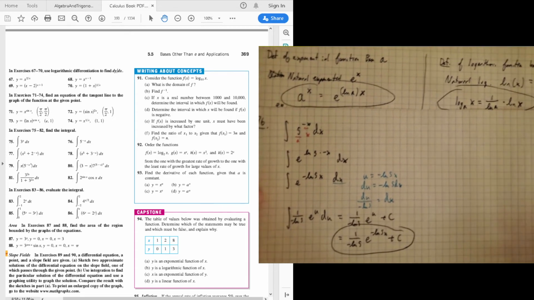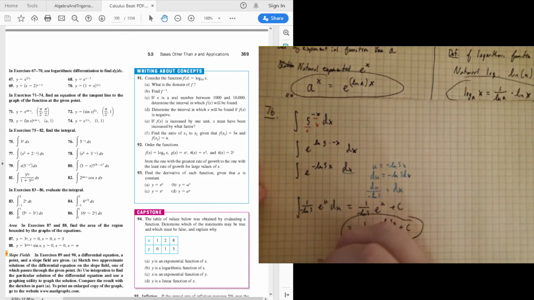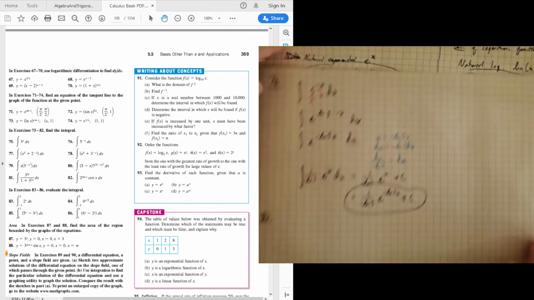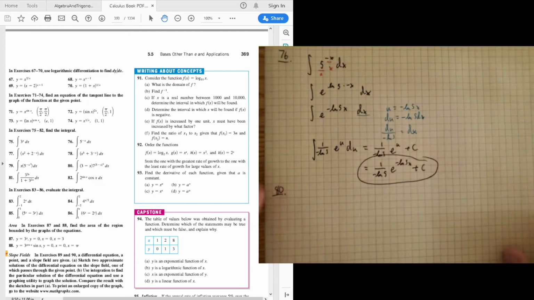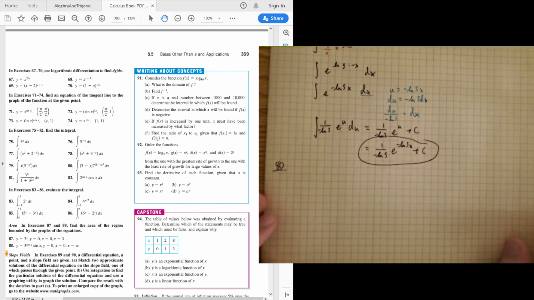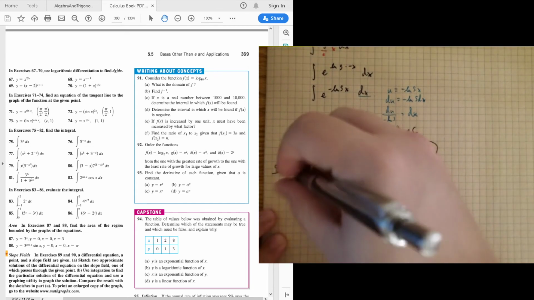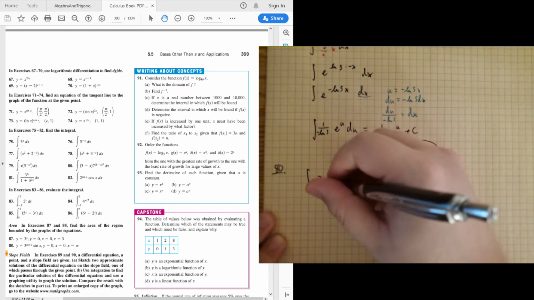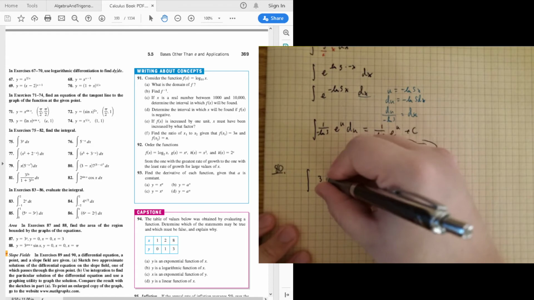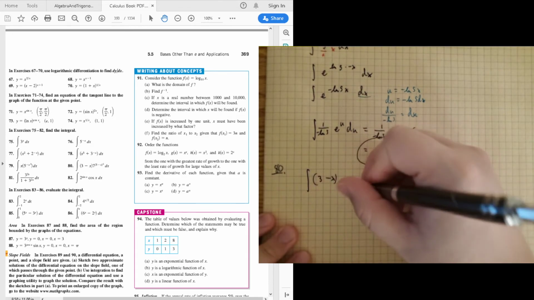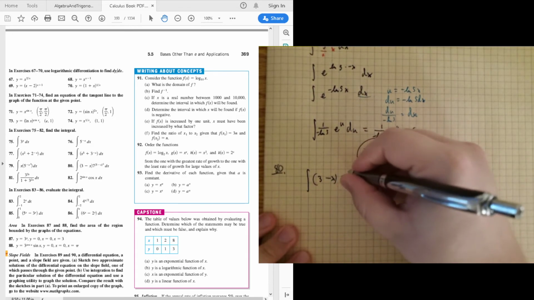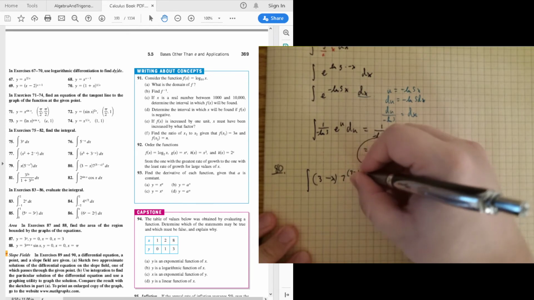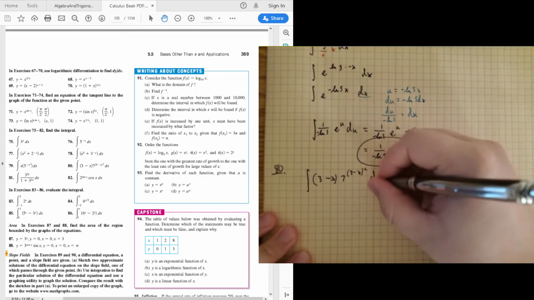Next, let's look at number 80. Same way. Number 80 is a little different because you don't actually need to do it that way. You can actually just directly do it as long as you're willing to do a u substitution. So number 80, we have the integral of 3 minus x times 7 to the 3 minus x squared power dx.